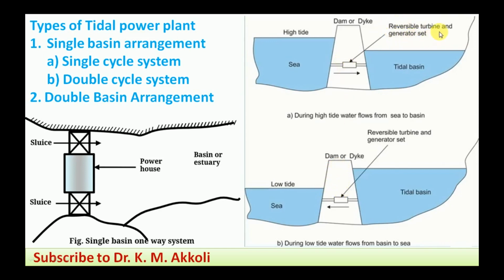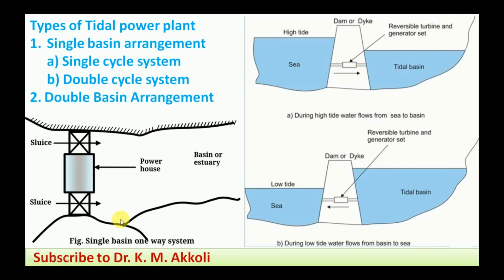Here the reversible turbine and generator set is mentioned. During the forward flow also we are going to get power generation. During the reverse flow also we are going to get power generation. That is the reversible turbine and generator set we can use for power generation. That we will explain using the single basin arrangement. In that, single cycle and double cycle systems are there. There we are going to discuss the forward and reverse flow.